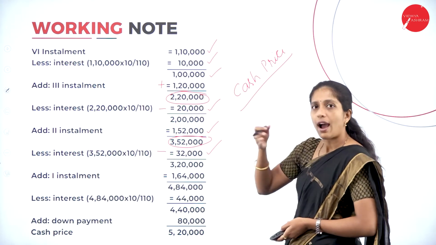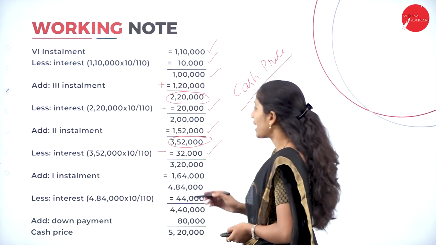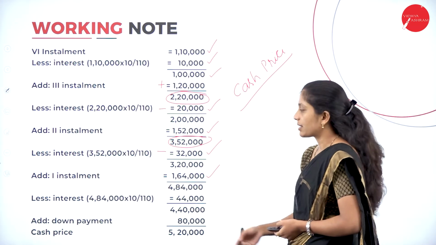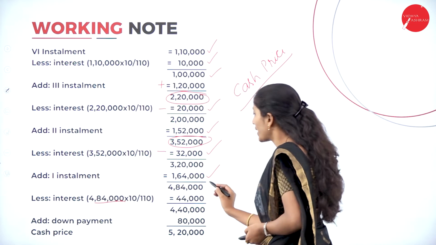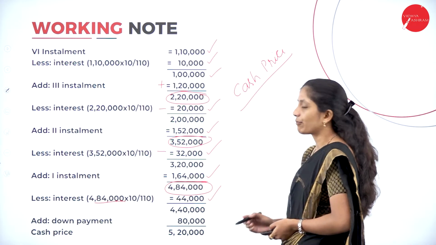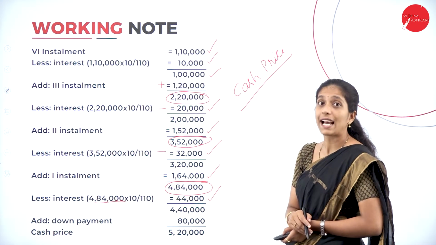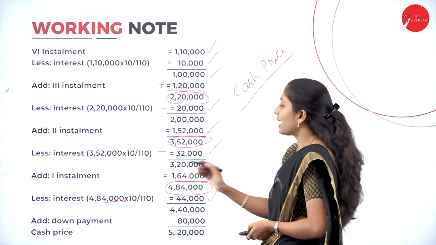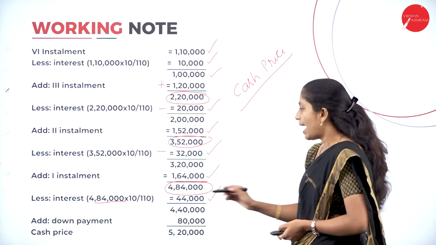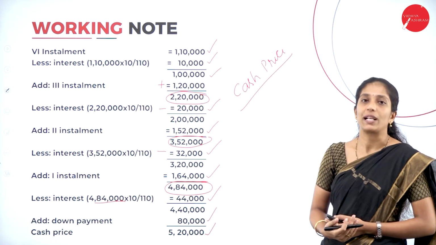Now what you have to do? Add once again the first year installment. What is the first year installment? 1,64,000. Now less first year interest. It is 4,84,000 when you add, so we take 4,84,000 into 10 divided by 110. So we will get 44,000, and we get 4,40,000. So this is the amount payable. For that, add the down payment. They have given the down payment also, 80,000. Add the down payment. So the total cash price of the asset is 5,20,000.